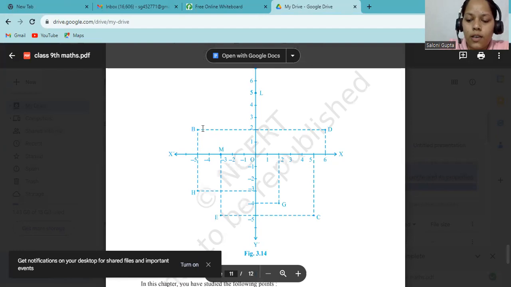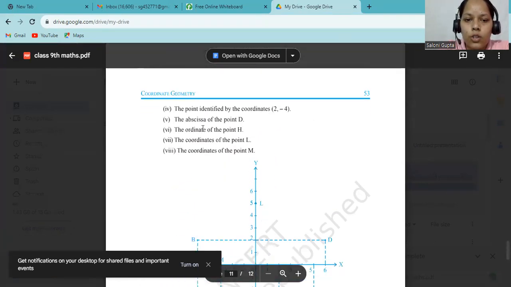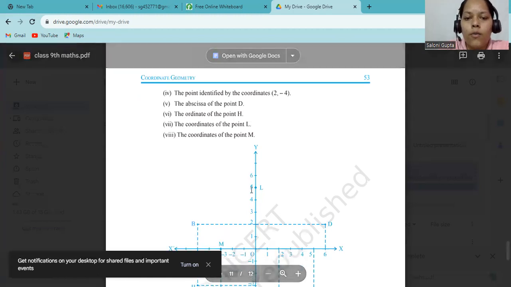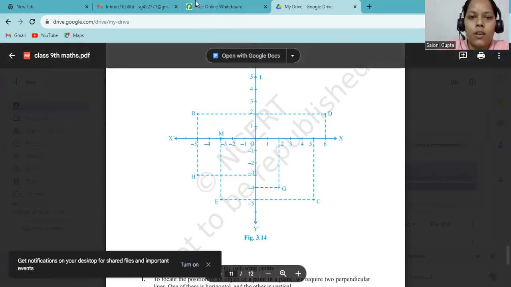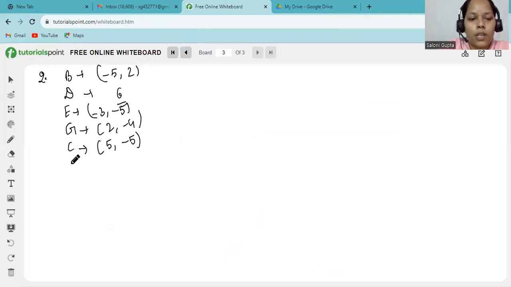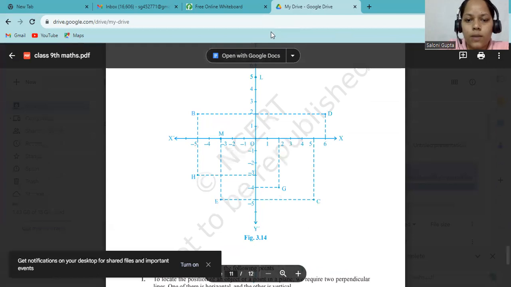So this we did. Then let us see the next. The coordinate of the point H. That means they are asking the y coordinate of this point H. Point H is here, and the y coordinate is -3. So we will write it as -3. So -3 is the ordinate.